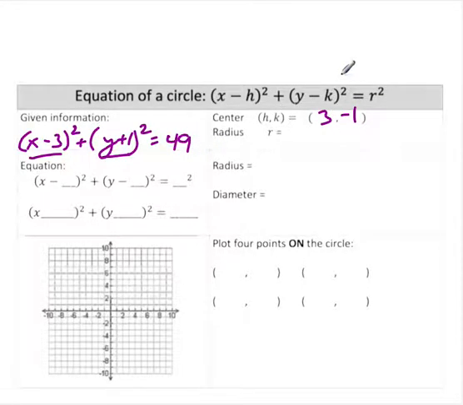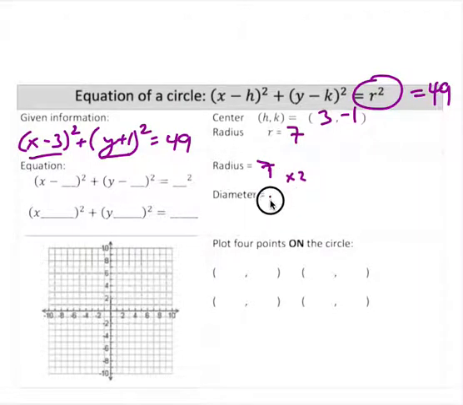The radius is not 49. That'd be a gigantic circle. The radius squared is 49, which really means, okay, what number times itself is 49? If you know your perfect squares, that number is 7. So if the radius is 7, 7 times 2 to get the diameter is just 14. And I'm not going to fill out the rest of the information. I think you're pretty good on the coordinate plane.